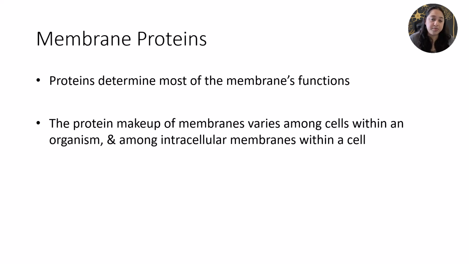So the protein makeup of membranes can vary among cells within an organism and even among intracellular membranes within the same cell. One cell in your body isn't always going to have the same proteins in the membrane as another cell. And even in the same cell, there might be different proteins on one side of the cell versus another side. That makes sense, especially if you think of the neurons around my background. These are specialized cells that at one end are probably going to have receptors, and at the other end might have proteins that help communicate to the next cell.